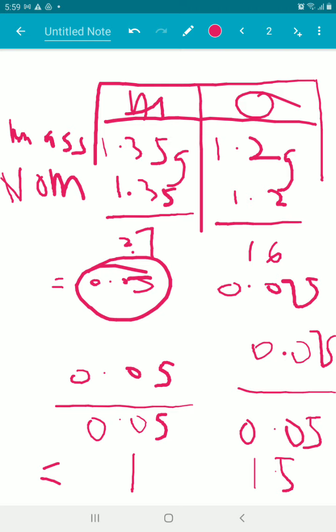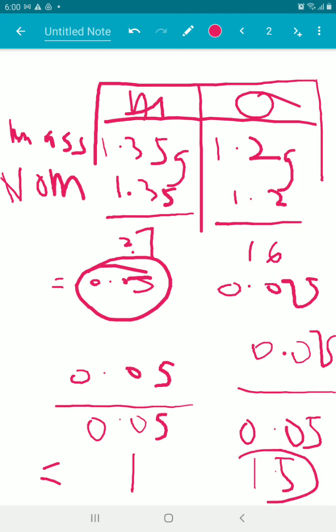Nombor bulat. Okay, so in empirical formula, we don't have AlO 1.5. No, we don't have that. We only have whole numbers, like Al2O3 or MgO or Cu2O3. You only have a whole number. For this case, you got 1.5, which is a decimal number.